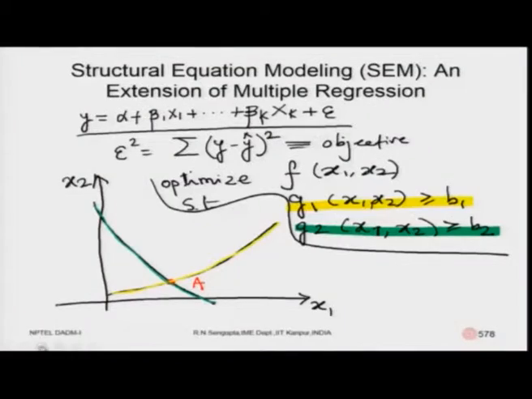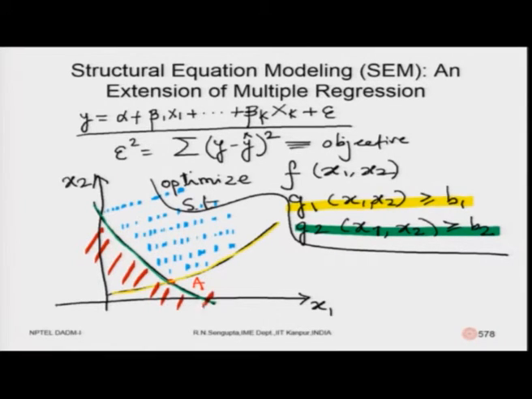Also consider the space which we have for x1, x2. This is the feasible region. I am just highlighting it. So, this is the feasible region, and these are the infeasible regions, which are here. These are the infeasible regions where the solution cannot take place.